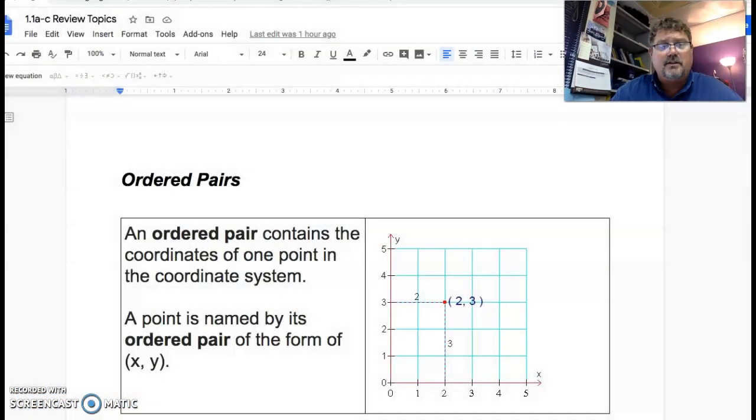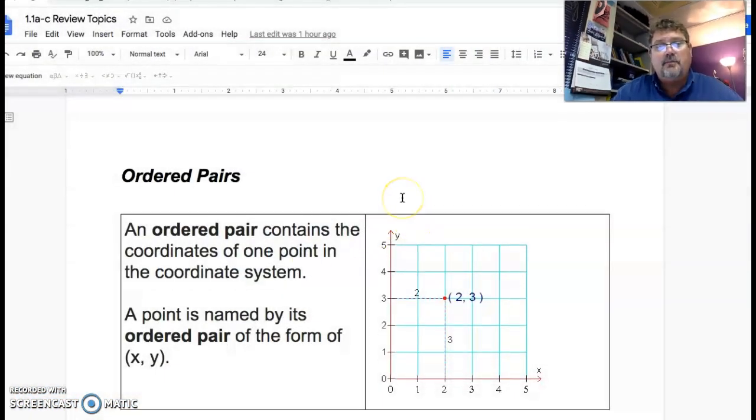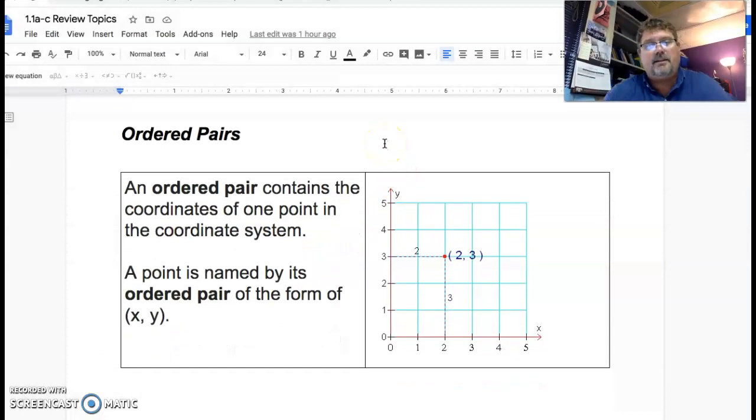Alright, so this is in the lesson notes, and you should be writing these down. An ordered pair is exactly what it says. It's an ordered pair that creates a coordinate in the coordinate plane. An ordered pair contains the coordinates of one point in the coordinate system.